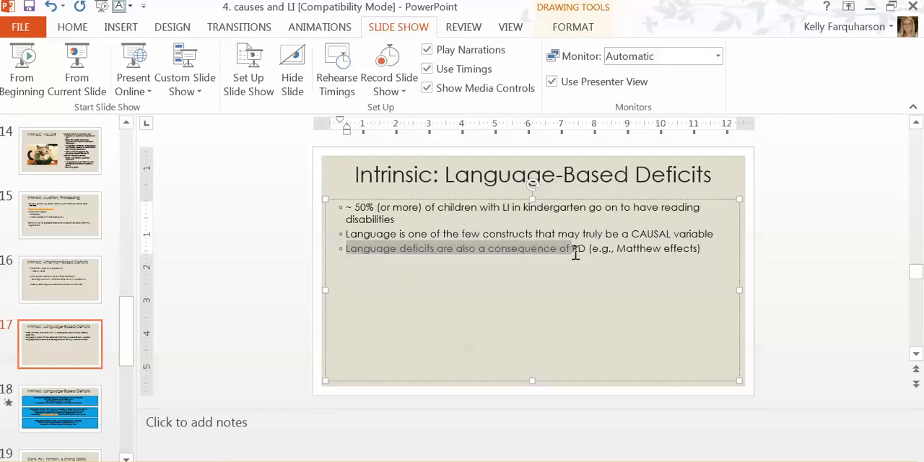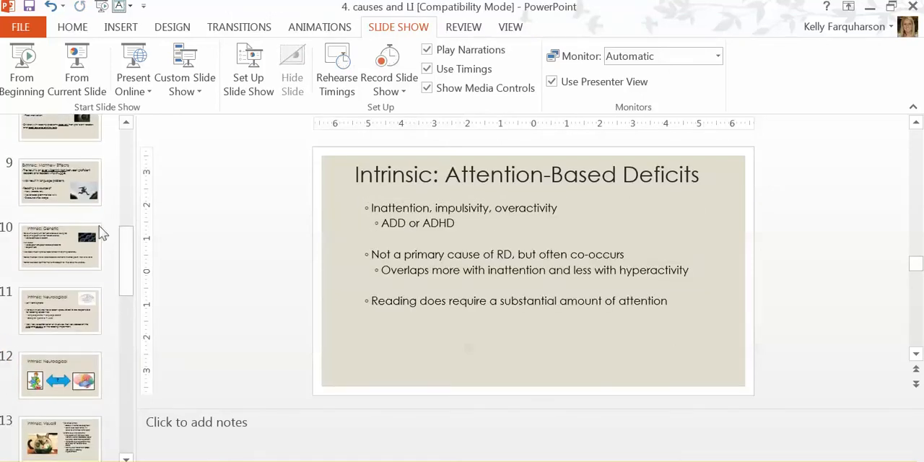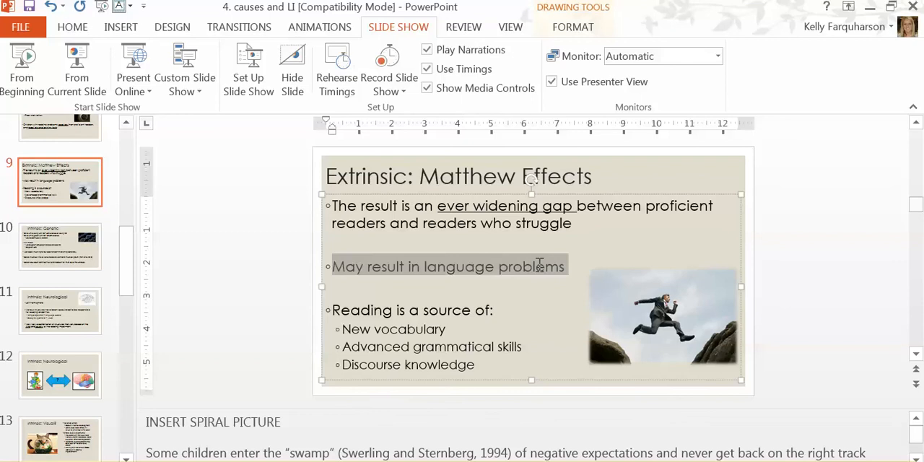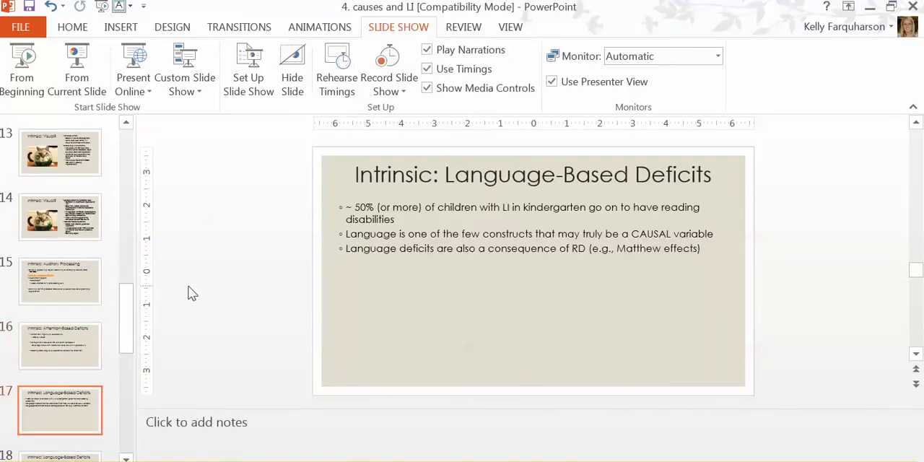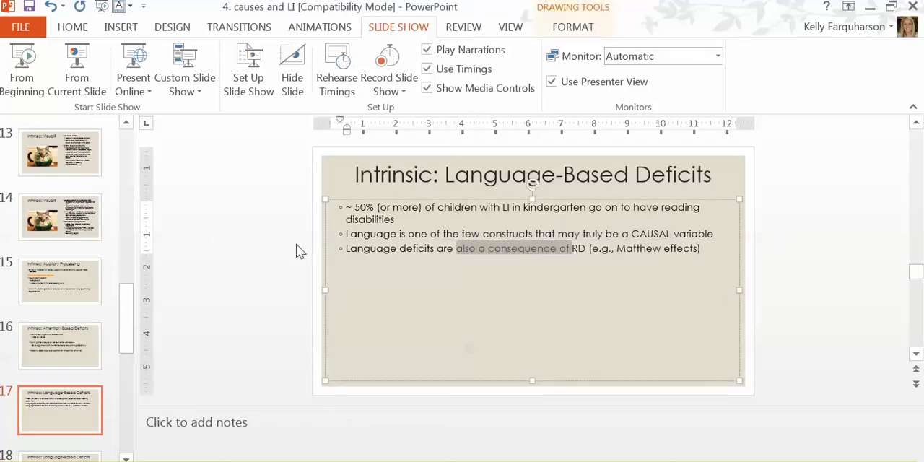Language deficits can also be a consequence of a reading disability. So think back to those Matthew effects. Think back to this gap widening over time that may result in language problems. So it could be the case that a child first has a language impairment and then has a reading impairment, but it can also be the case that they have a reading impairment that over time, based on the Matthew effects, based on that low motivation, lack of exposure, lack of practice, they then become a child who also has language-based deficits because their vocabulary isn't advancing, their syntax isn't advancing, their discourse and narrative skills are not advancing. So it's not just that it's causal, but it could be bidirectional.